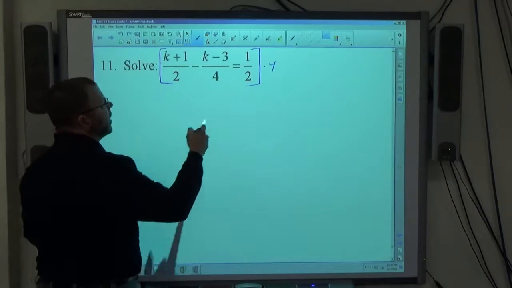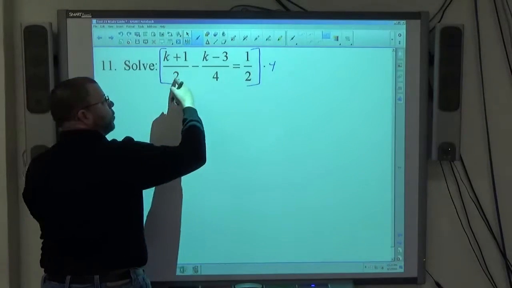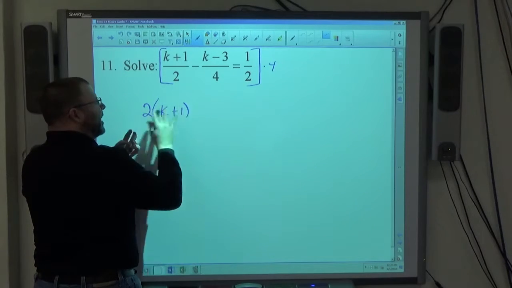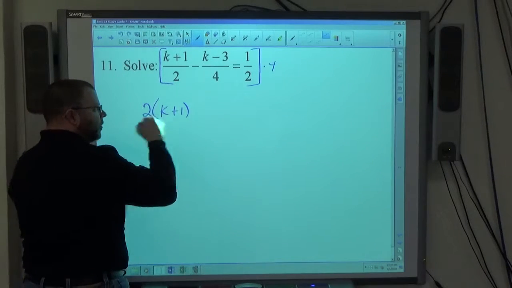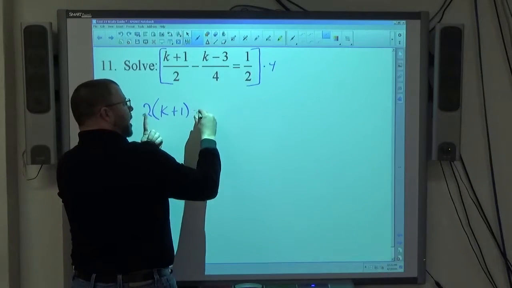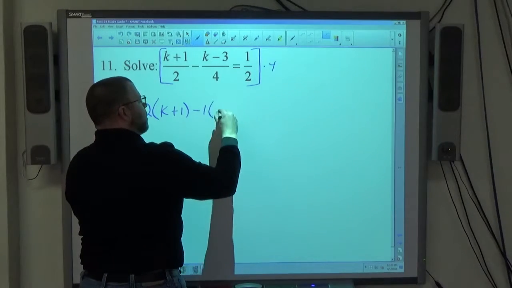But right now, just to be safe, I'm going to divide 4 by 2 to get 2. That's supposed to multiply by the top, k plus 1. Instead of multiplying it, I'm just going to write 2 parentheses k plus 1. 4 divided by 4 is 1, so I'm going to get minus 1 times the top, k minus 3.